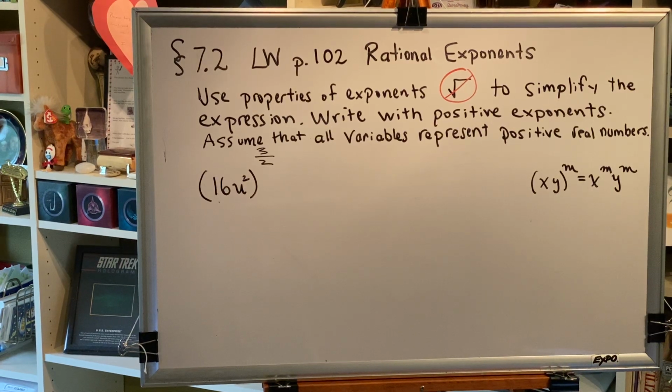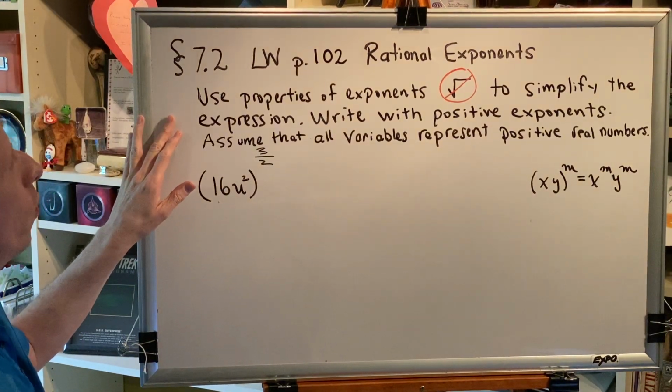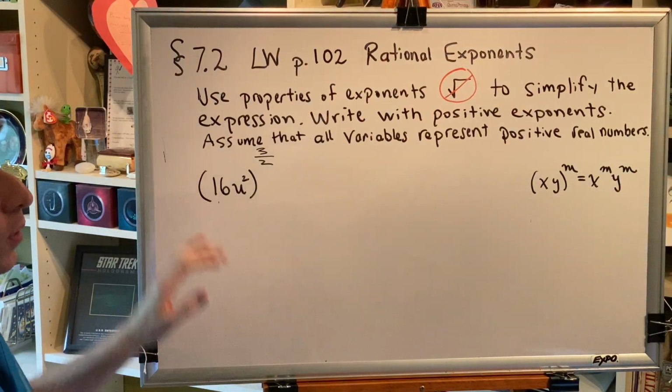Please open to page 102 of your learning workbook as we continue by solving some problems involving properties of exponents where those exponents happen to contain fractions. Let's read a problem. Use properties of exponents to simplify the expression. Write with positive exponents. Assume that all variables represent positive real numbers.